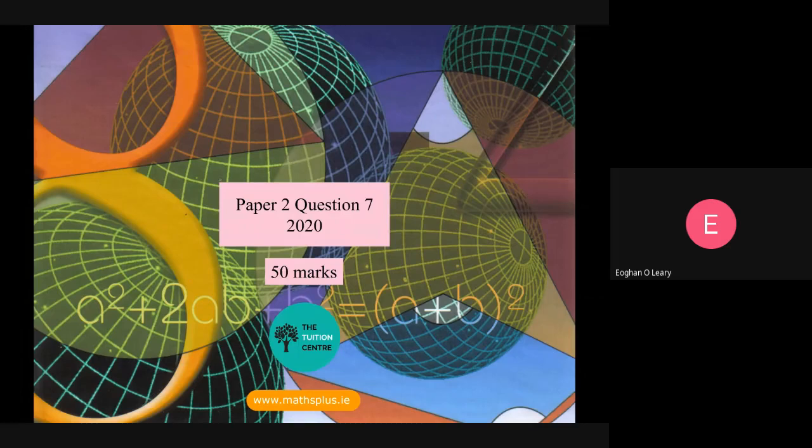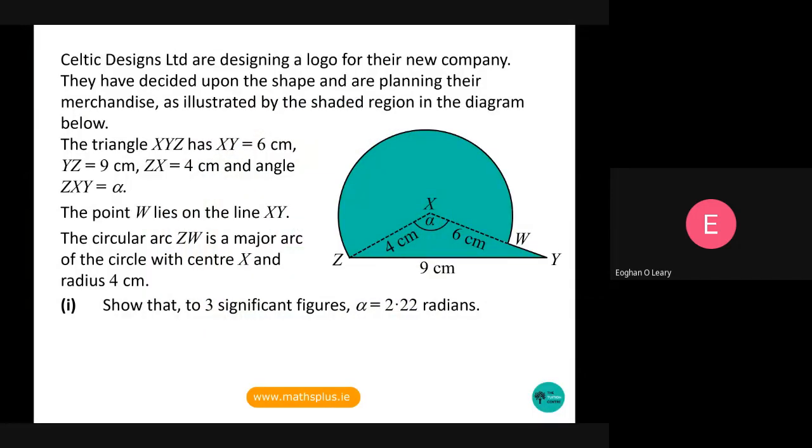Okay, we're on to question 7, our first context and applications question, 50 marker. Celtic Designs Limited are designing a logo for their new company. They've decided upon a shape and are planning their merchandise as illustrated by the shaded region in the diagram below. The triangle XYZ has XY equals 6 centimeters. So there's quite a lot of information here.